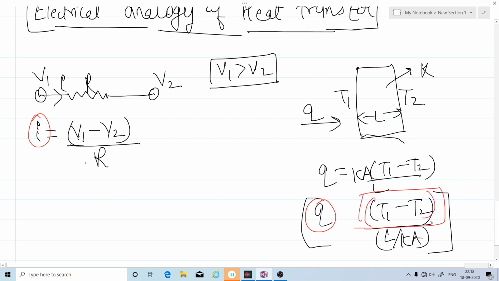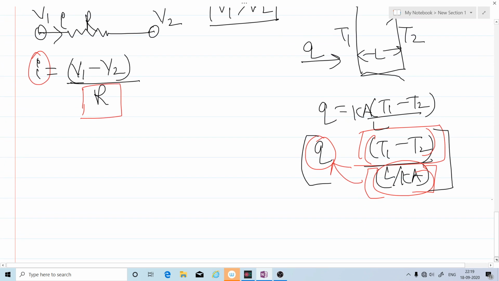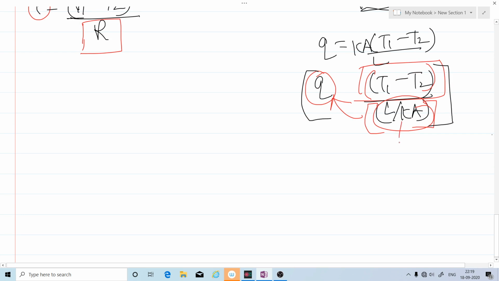And similar to resistance, there is a certain term L by Ka that is also opposing the heat transfer. Since this L by Ka is coming in the denominator, it is in inverse relation with the heat transfer rate. Hence, the more this term L by Ka, the lesser will be the heat transfer rate. Therefore, we can say this is similar to a kind of resistance, and we call this resistance thermal conduction resistance.